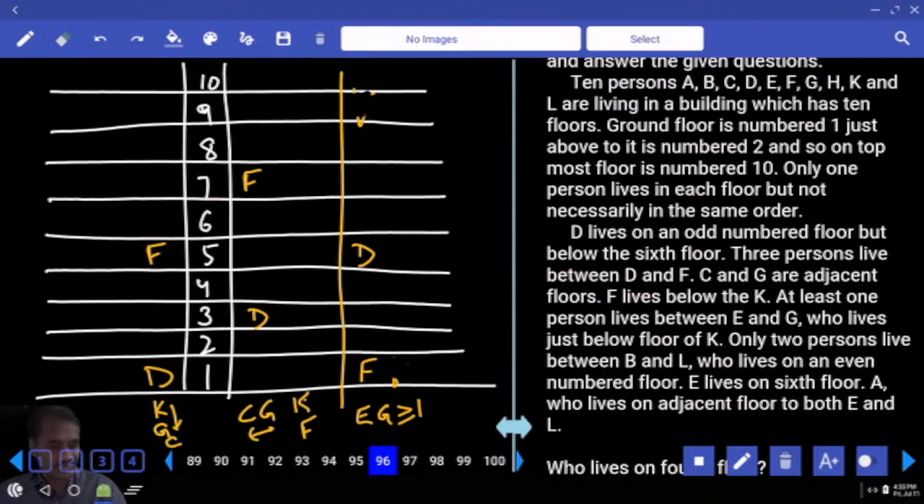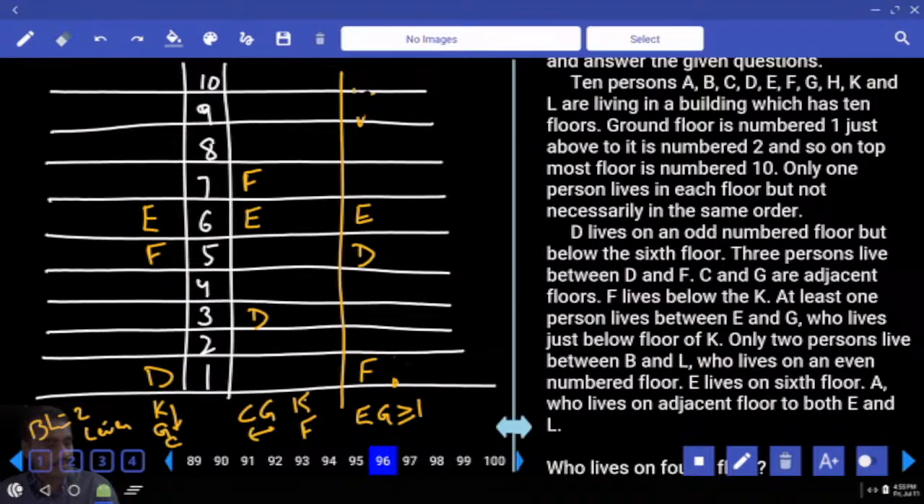Then G lives just below the floor. Only 2 persons between B and L. L lives on an even number floor. E lives on the 6th floor. I'm not fixed. And in fact, we are looking for definite information like this. Now, E lives on this one.